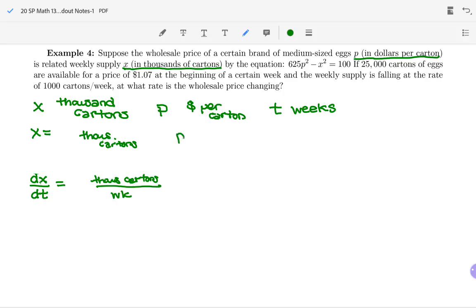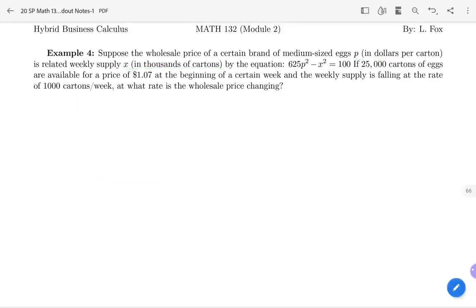And then we're going to get a P equals, which is going to be in dollars. It's the price per carton. And dp dt, the derivative of P with respect to time, is going to be in dollars per carton from P, the numerator. And then the units with the denominator T, again, is weeks. So dp dt is dollars per carton per week. So now we have our setup with our units.